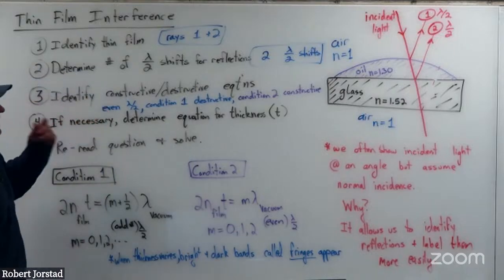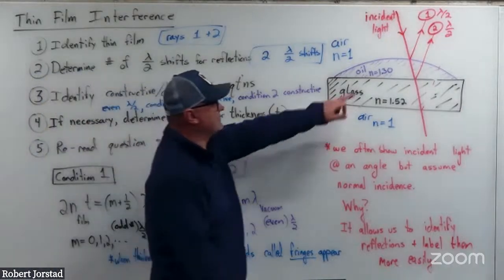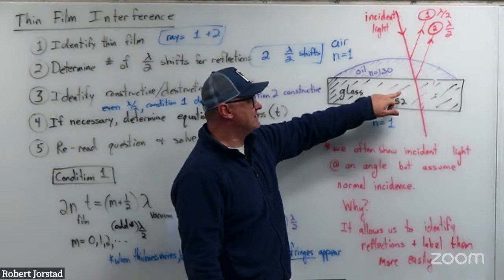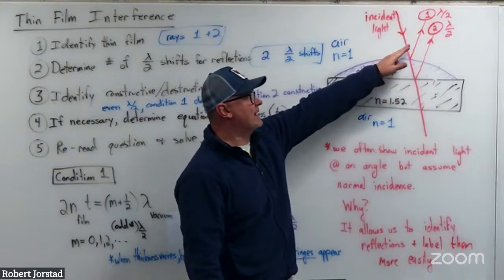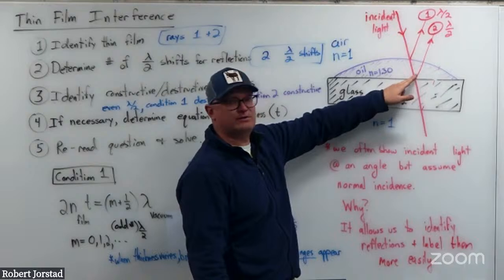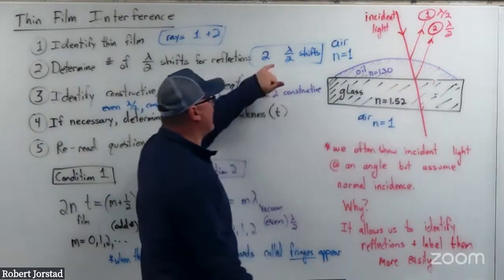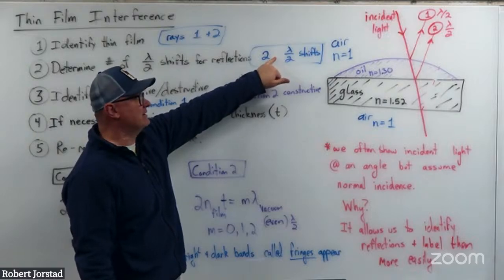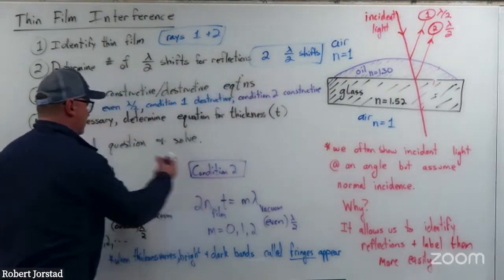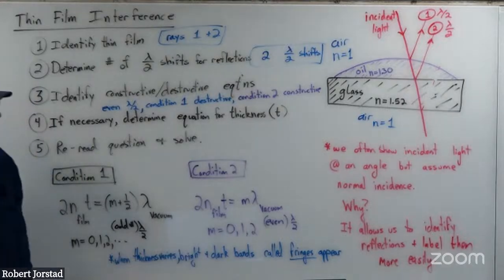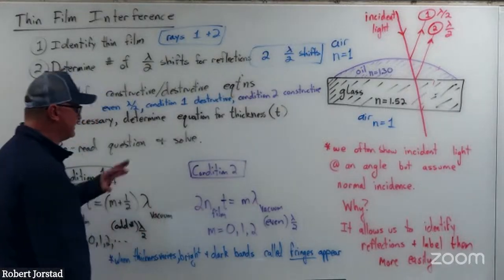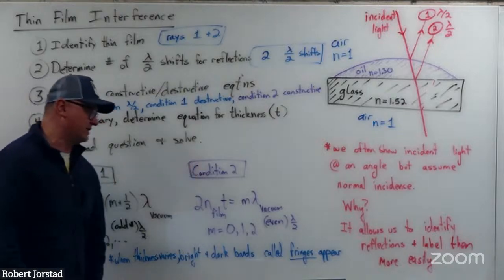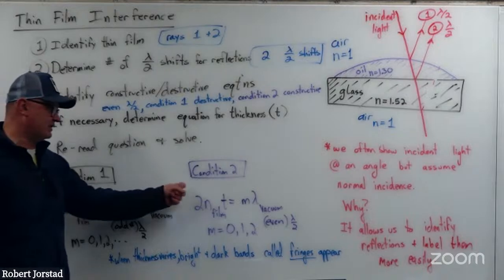However, you could imagine a different situation. What if this was air, oil, air? And if that was the case, maybe ray 1 gets a lambda over 2, but ray 2 would not. In that case, you'd have only 1 lambda over 2 shift associated with reflection, and then the conditions would flip. So that's what you're constantly worrying about. You can't just blindly grab the equations. You have to think a little bit before you use condition 1 or 2. So sometimes condition 2 is destructive.